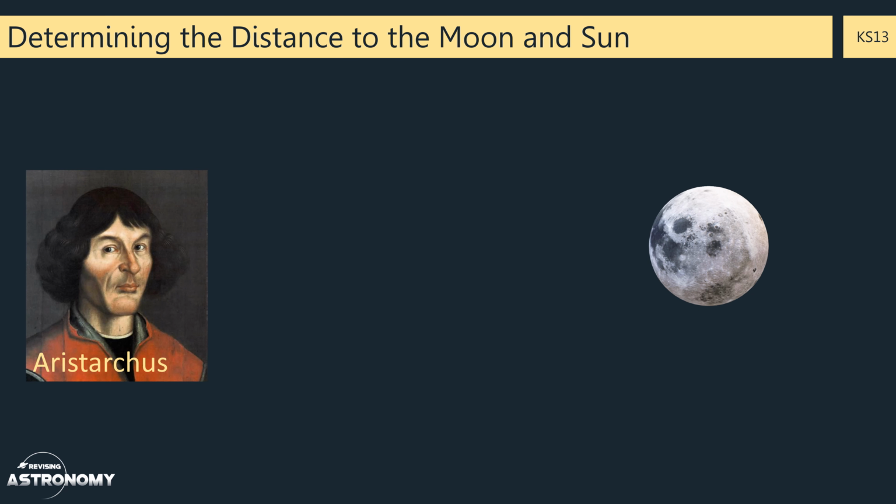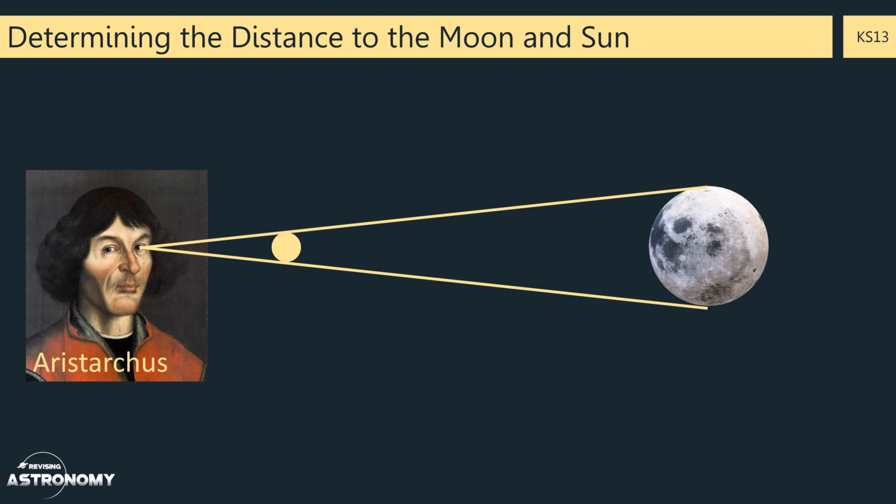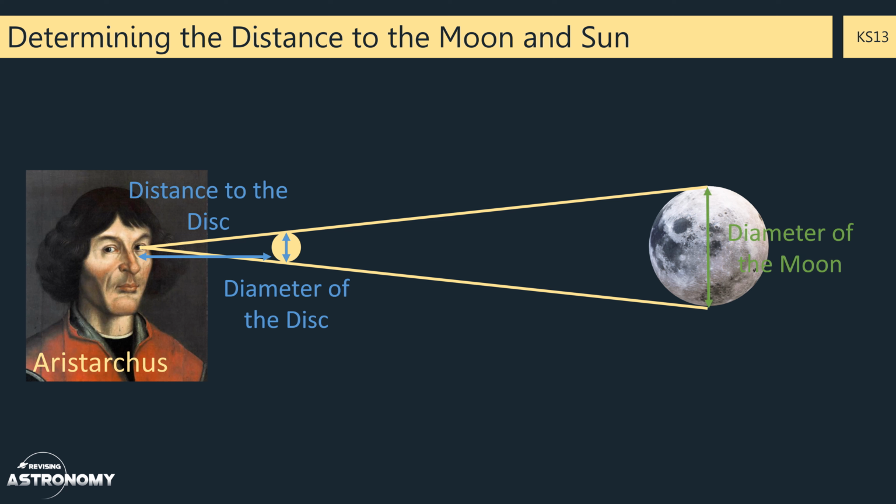Today we're going to be looking at how astronomers in the ancient world could determine the distance to both the moon and the sun. We're mainly going to be focusing on the work of one man, Aristarchus. Aristarchus realised that if he held up a small circular disc at arm's length, it could exactly cover the moon. And he understood that there would be a relationship between the diameter of the disc and the distance between his eye and that disc, and that would be the same as the relationship between the diameter of the moon and the distance to the moon.